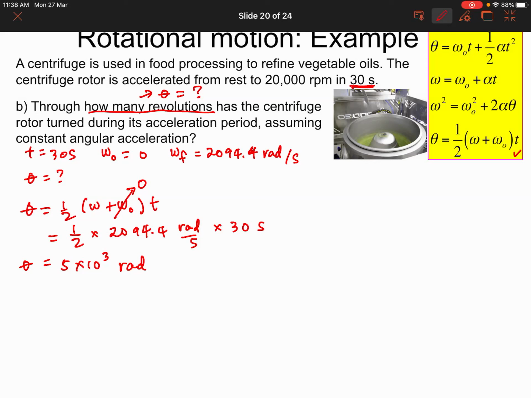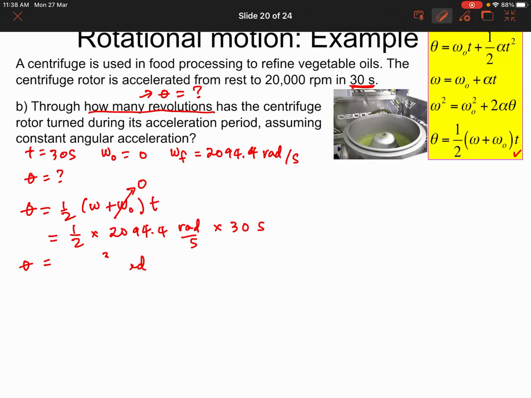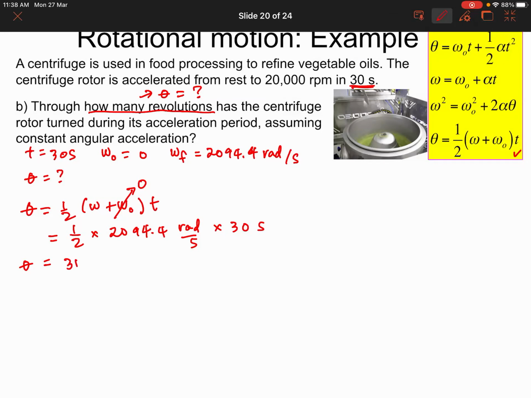No, it's not 5 times 10 to the 3 radians. It will give you some value in radians. But in my solution, I did not convert to radians, so that will give you... So anyone? 31,000 radians.